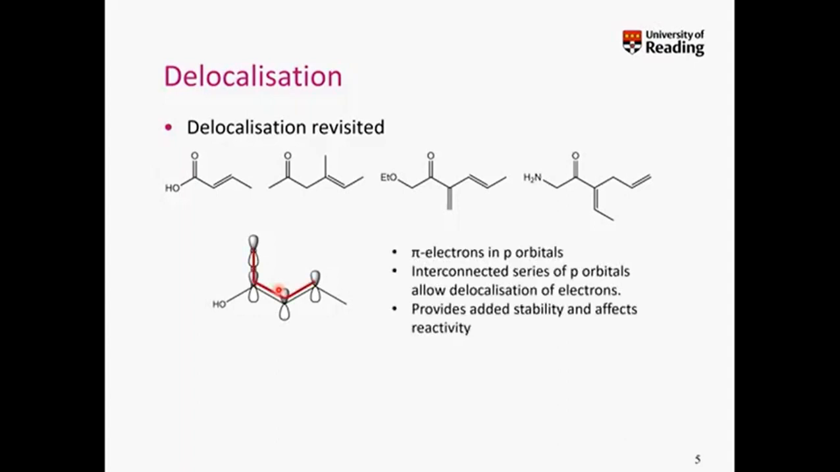And so what we can actually say is that these are a series of interconnected p orbitals, and that can allow the electrons to delocalize, to be shared across all four atoms. So we've got partial double bond character between all of these three bonds. They've all got a clear, straightforward sigma bond, but then all three of them have this pi bond character. It's a delocalized system, and what it does is it provides added stability.